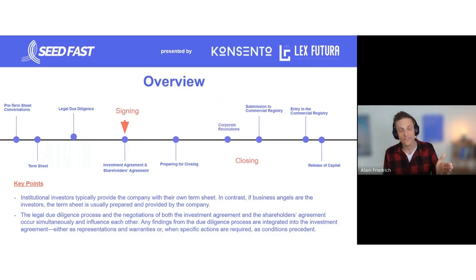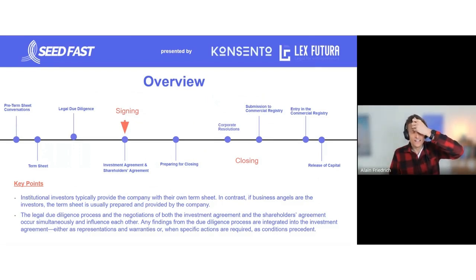So having the entire process in line, and being as specific and as correct as possible, is very important, because only once the application is made and the entry is done, so the new shares are issued in the financing rounds, only then do you have the release of capital. So it's quite important that the entire process goes as quickly as possible, but you also have to expect some time here.